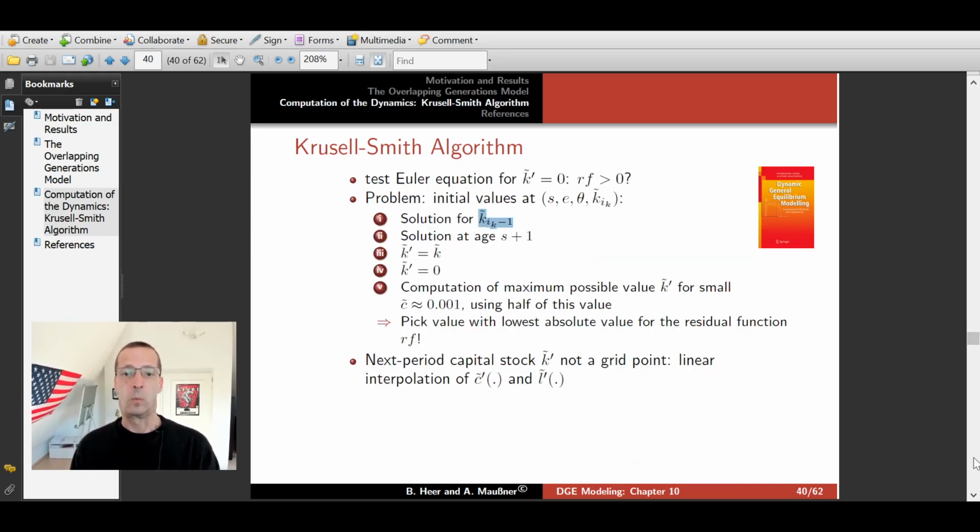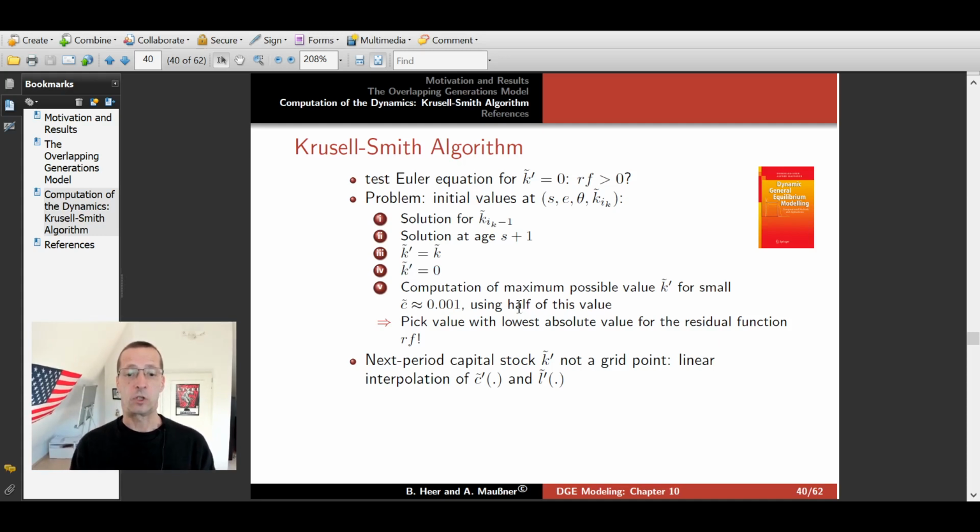Next, we look at the household who is 1 year older. Remember that we move backwards in time, so we already have the solution at HS plus 1 when we consider the agent now at HS. We can look at the case, what's the value of the residual function, if we just keep constant wealth, if we use 0 wealth, so consume all our wealth.